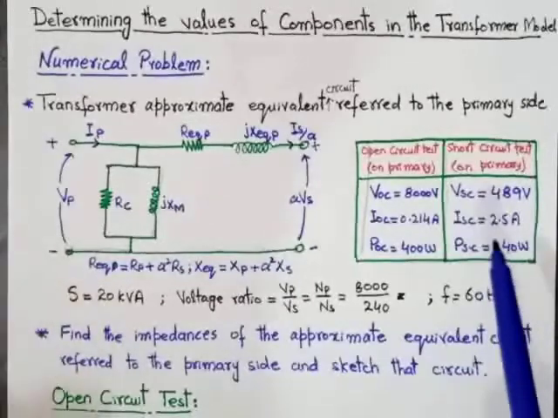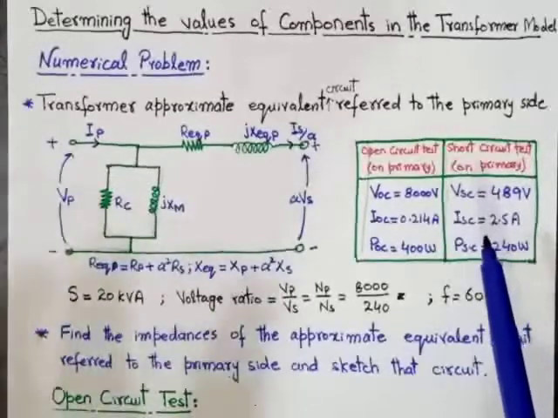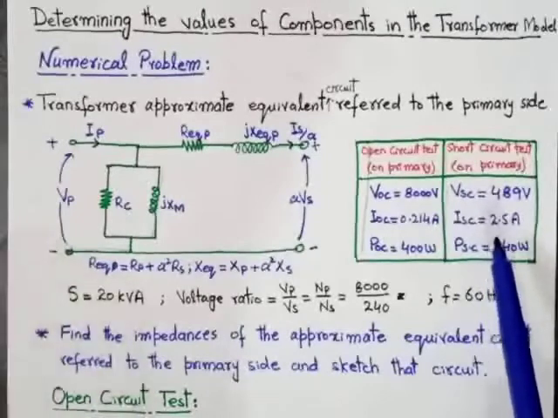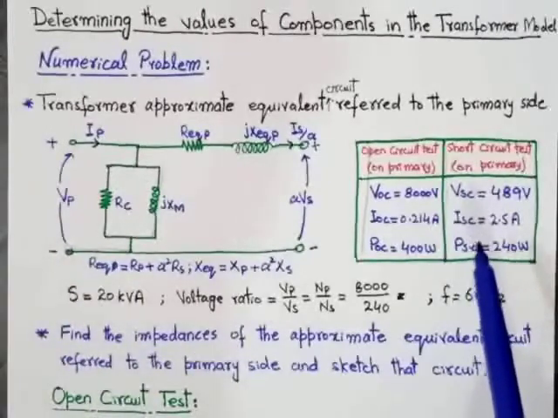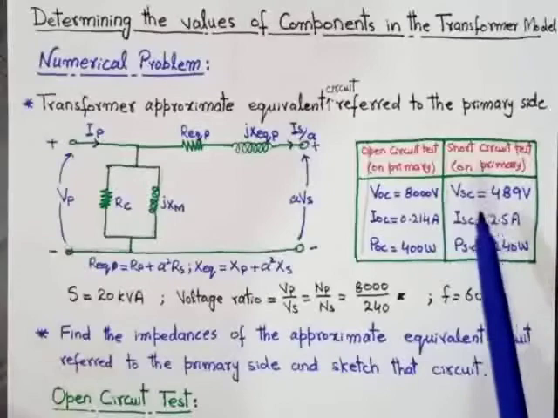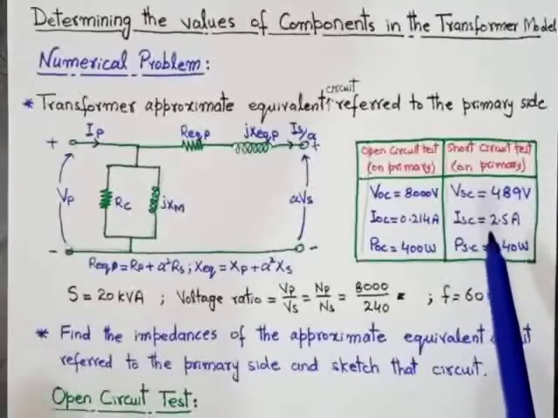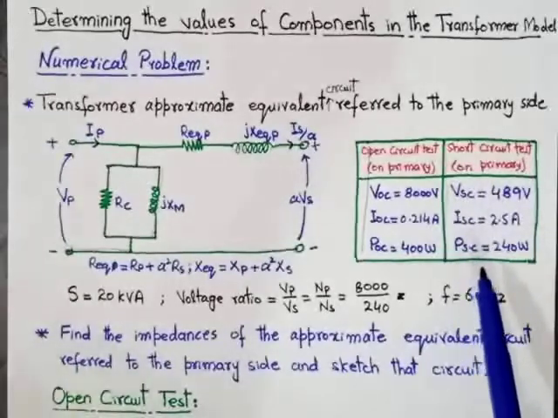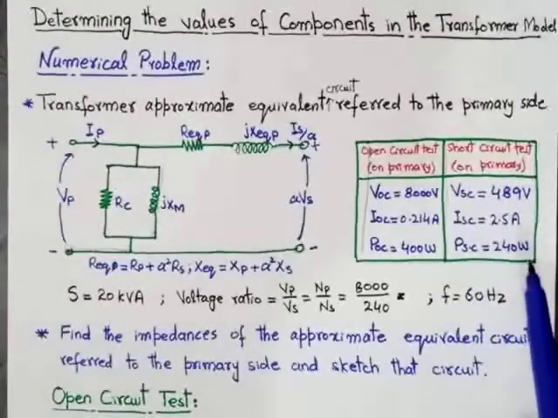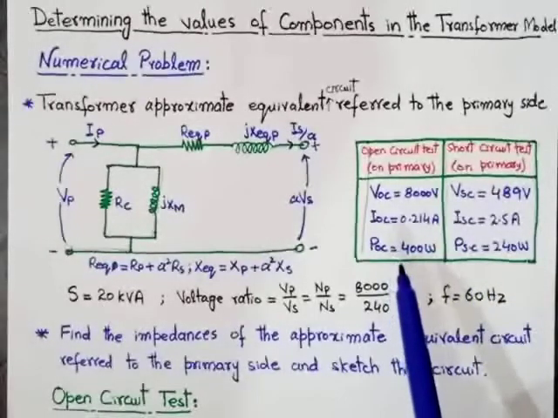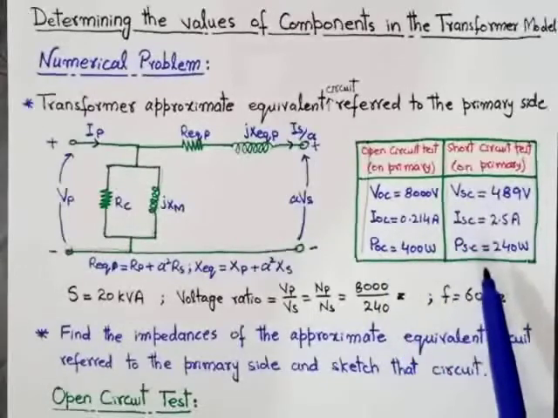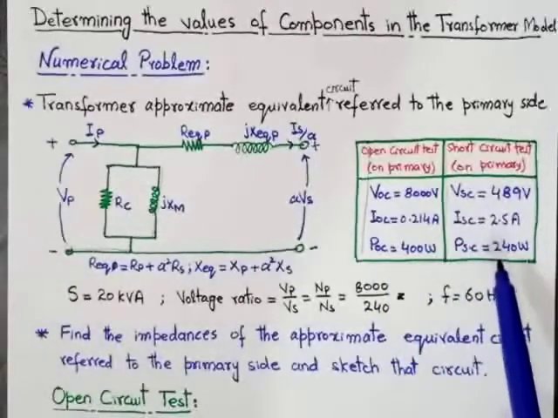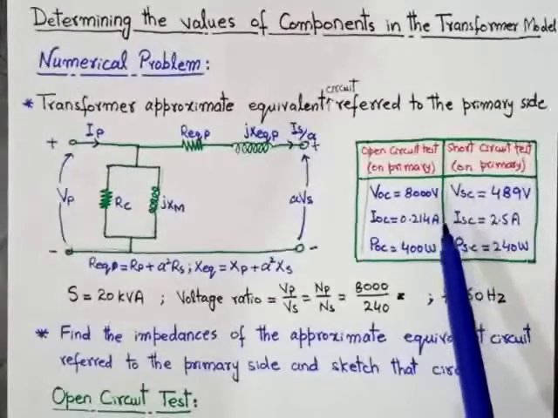As we have already discussed, in case of short circuit, the value of the current will be maximum and the value of the voltage will be minimum. So when the value of the current is maximum, the losses in the transformer are called the copper losses. This is the core or iron losses of the transformer and this is the copper losses of the transformer. These are the given parameters.